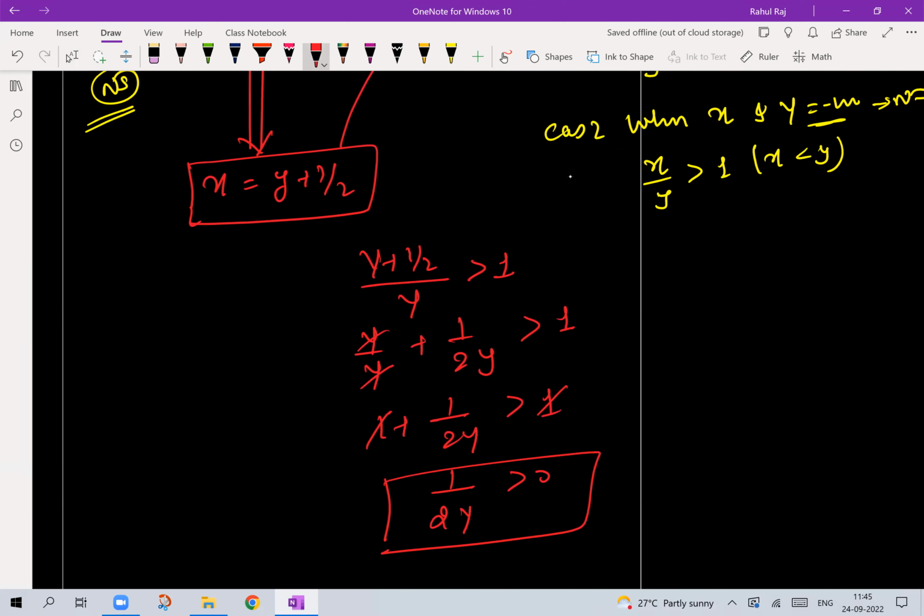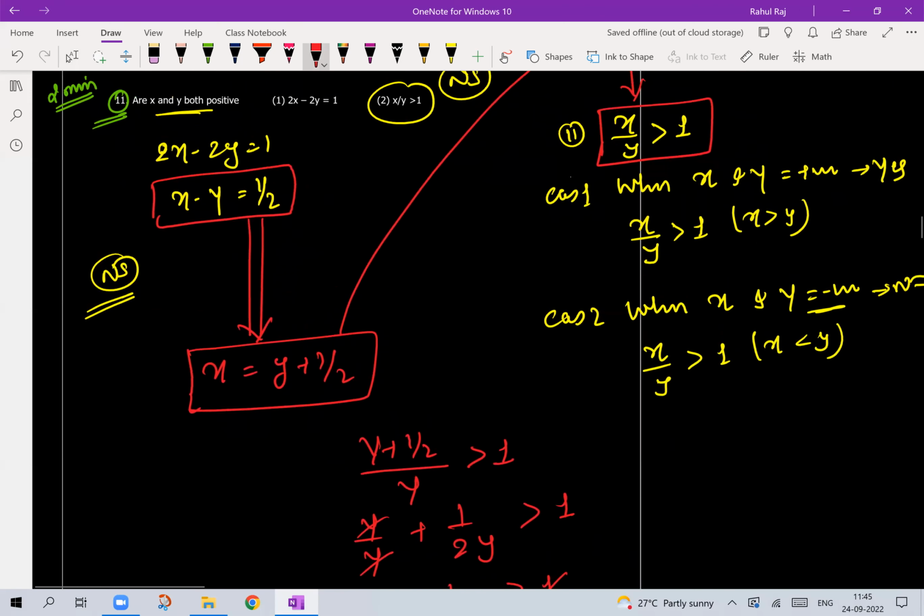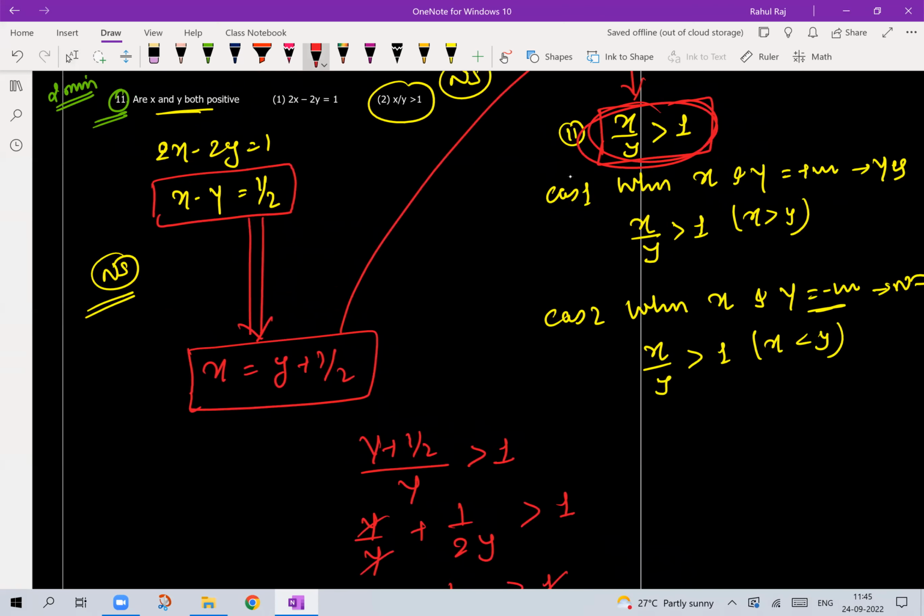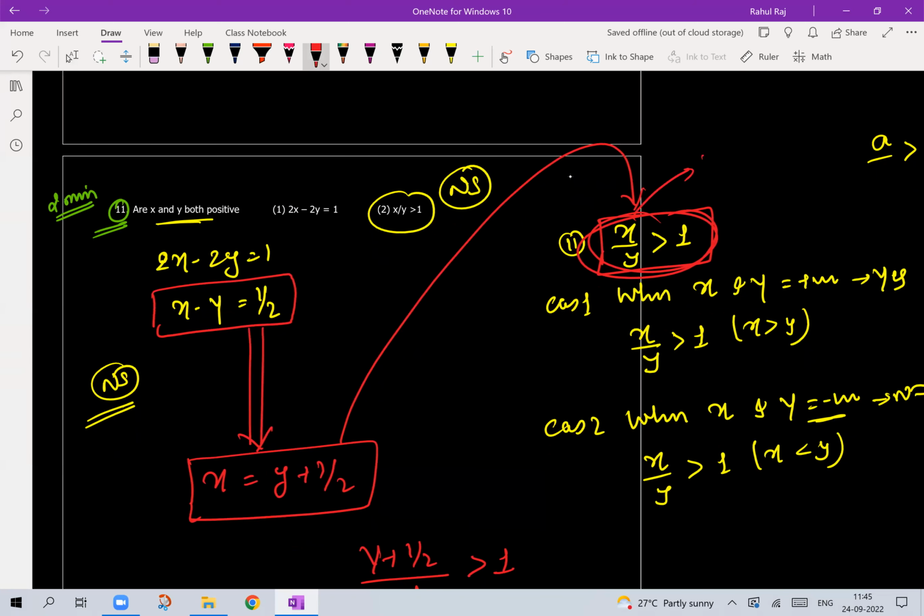When is this condition possible? Only when y is greater than 0. Simple logic. If y is greater than 0 and x over y has to be greater than 1, then x should be greater than y. x should be positive and x should be technically greater than y as well. Only then option number 2 will suffice. So that's also a way to combine it.